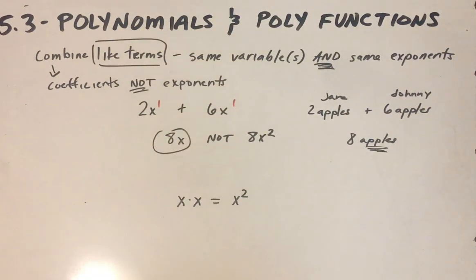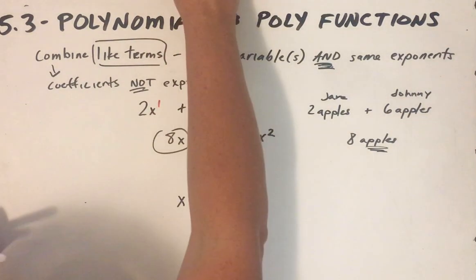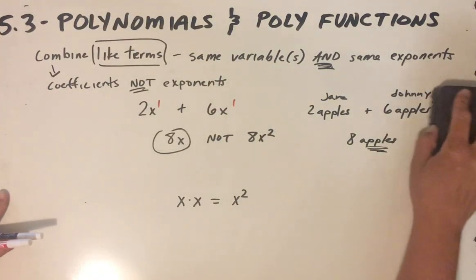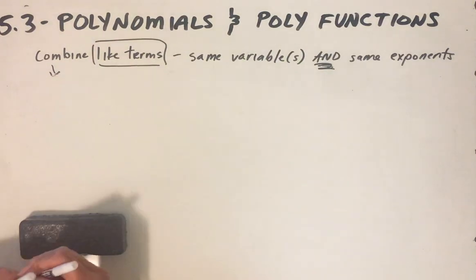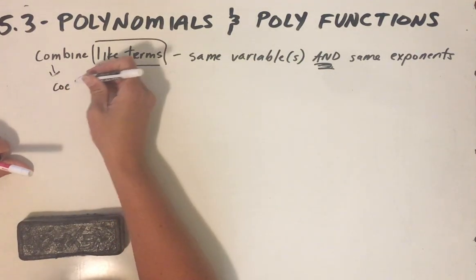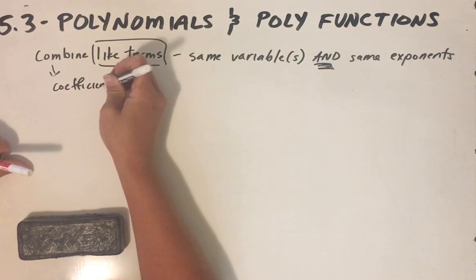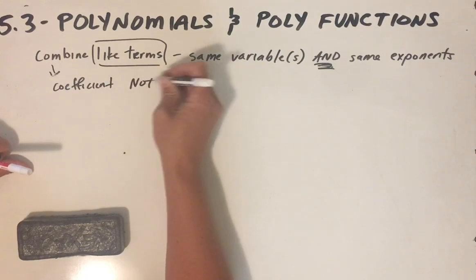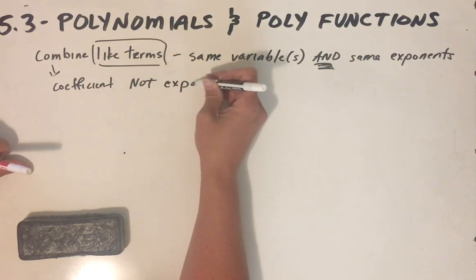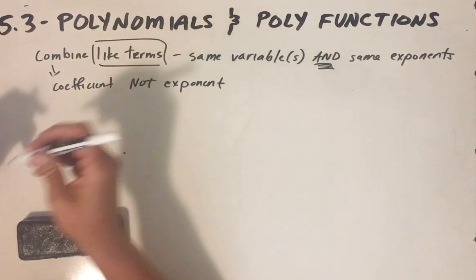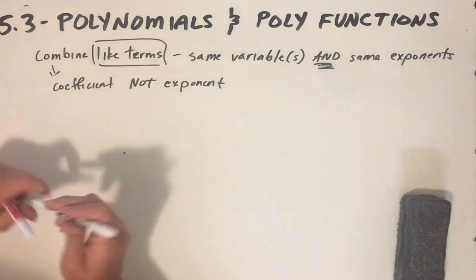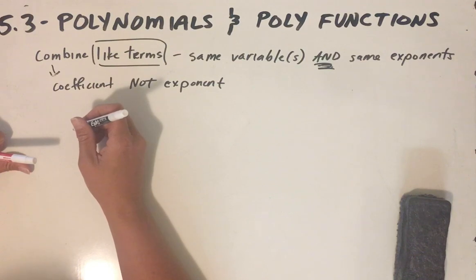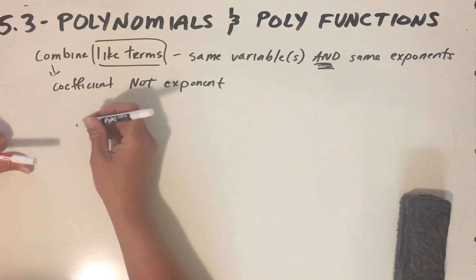Okay, so you're going to have several problems then that ask you if stuff is a like term. Oops, I shouldn't have erased that. Combine their coefficient, not their exponent. Okay, so there's going to be several problems that are like, okay, are these like terms and can you add these together? So something like, I don't know, like this.